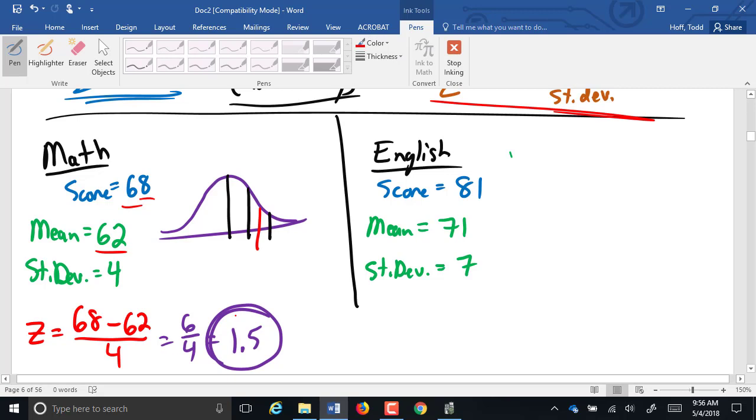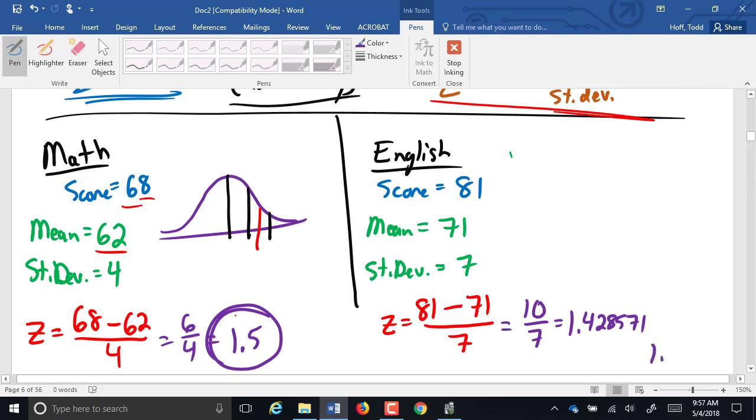Let's do the z-score for the English test. What's your score? 81. We subtract the mean of 71, and we divide by the standard deviation of 7. So 81 minus 71 is 10. 10 divided by 7 is approximately 1.428571, right? We'll say 1.43. So on the English test, you were only 1.43 standard deviations above the mean. So if I put that on this bell curve, you were slightly below the math.